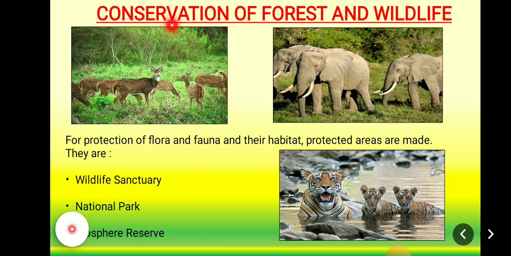Now coming to the conservation of forest and wildlife. Till now we had seen deforestation, what are the effects of that, what are the causes of that. Now we will see the conservation, how we can conserve our forest and also our wildlife. For protection of flora and fauna, that is the plants and animals and their habitats, protected areas are made. They are wildlife sanctuaries, national parks, and biosphere reserves.